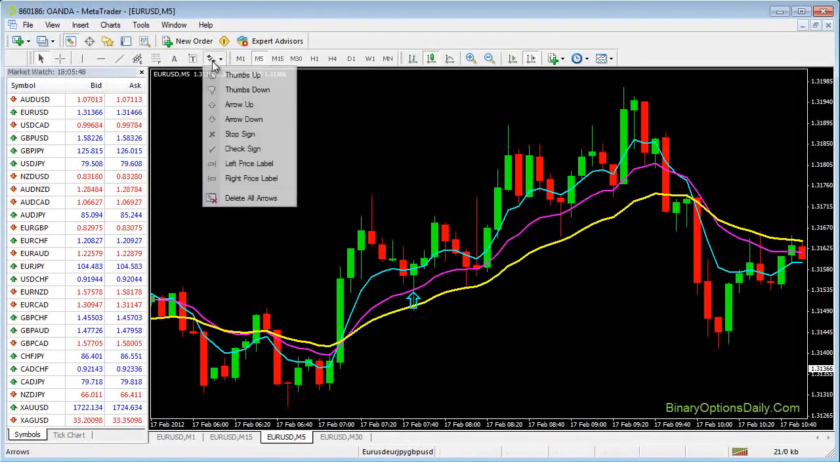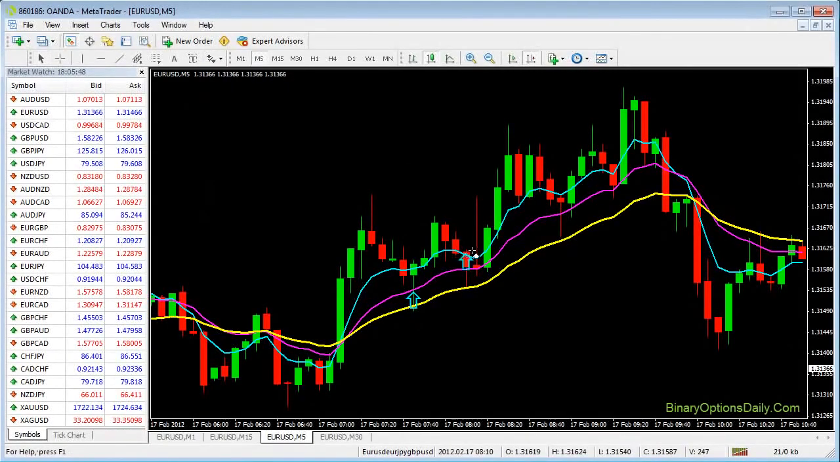The next entry that we'd have is going to be around here, if we were taking it at the 14-period moving average. Our next one, of course, is going to be about here. Then we've got one more right there. And you could also take this one right here.